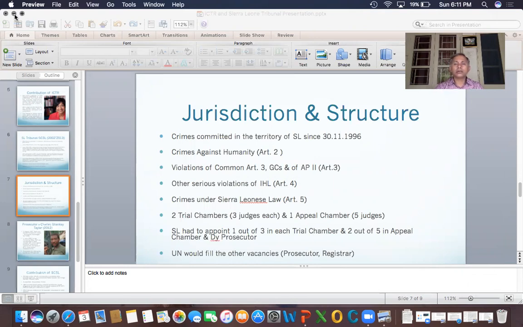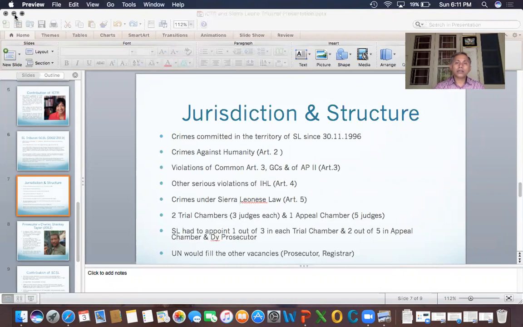Article 2 tells you about the crimes against humanity. Article 3 tells you about violations of common Article 3 of Geneva Conventions and of Additional Protocol 2. Article 4 talks about other serious violations of IHL, and Article 5 talks about crimes against Sierra Leone's law.